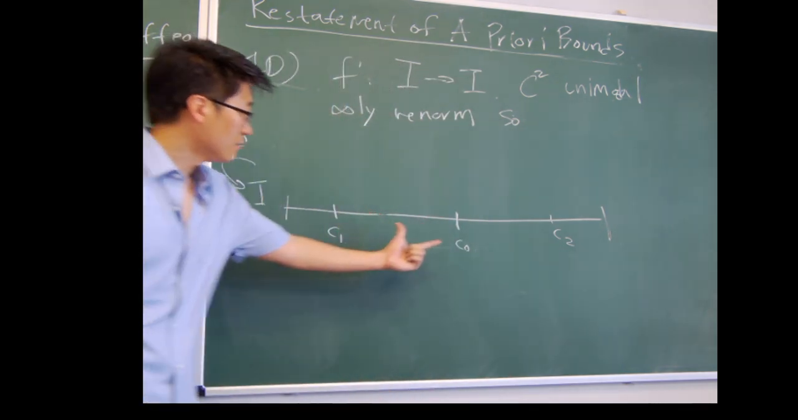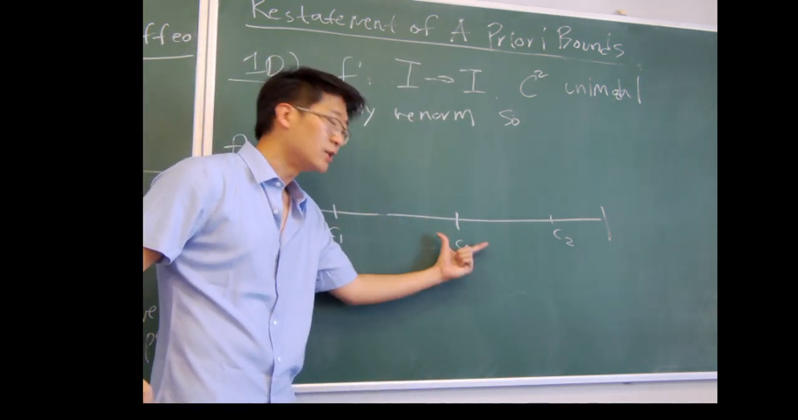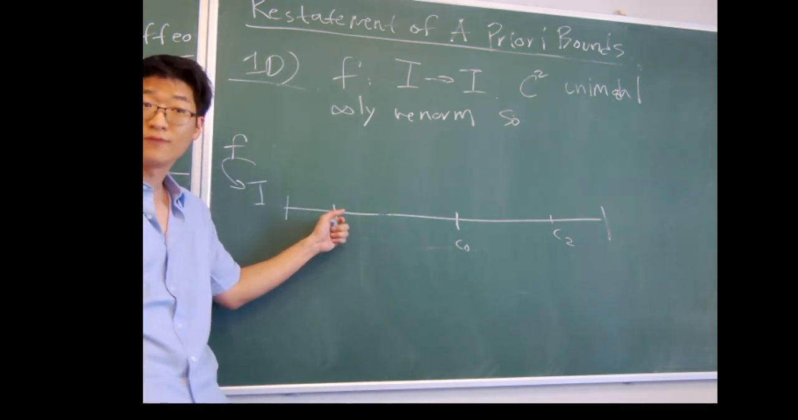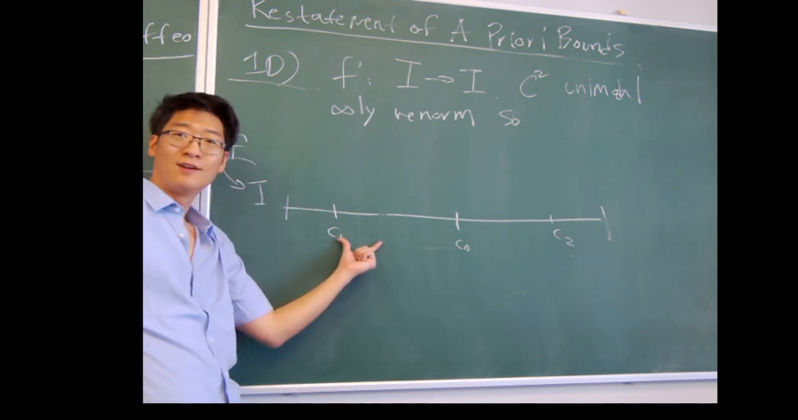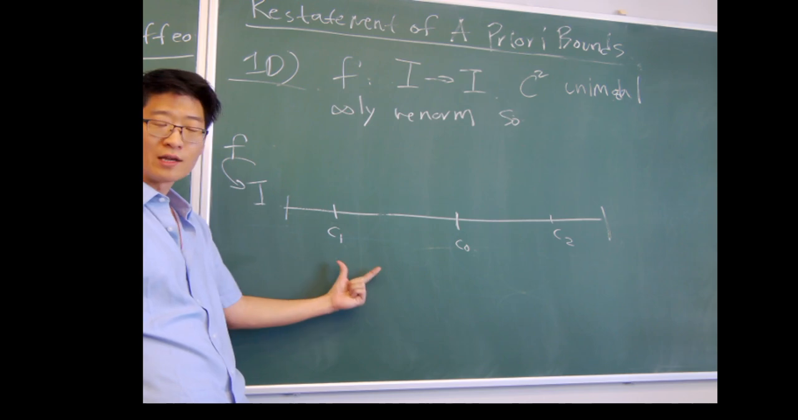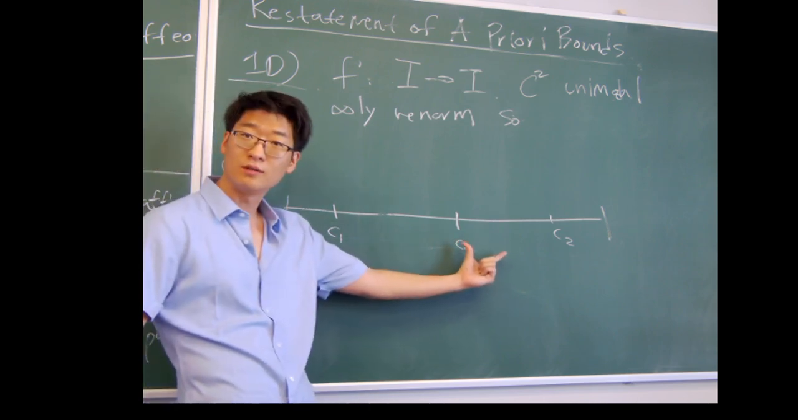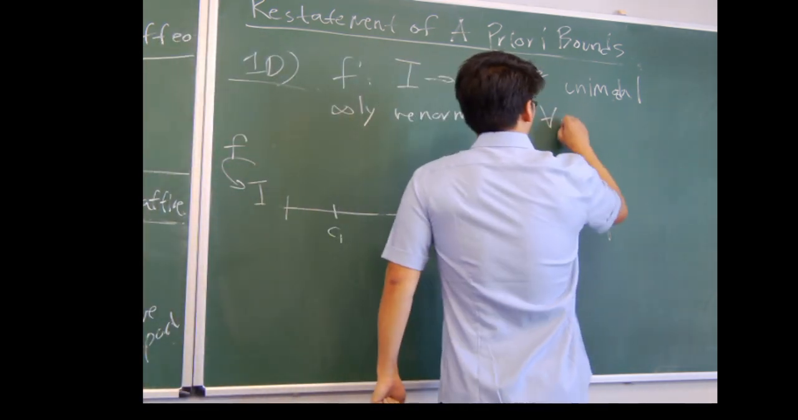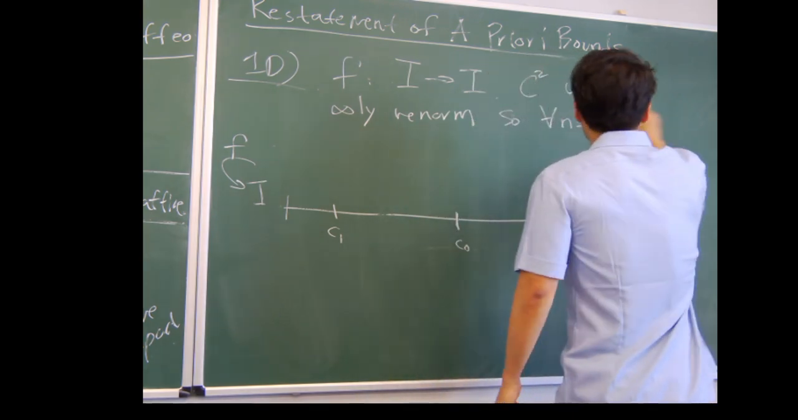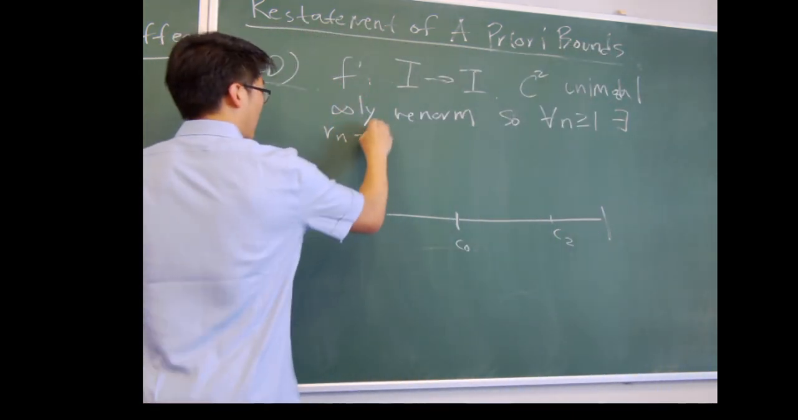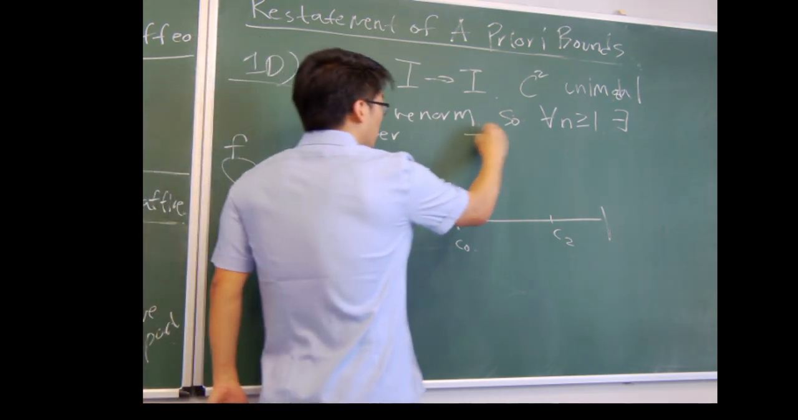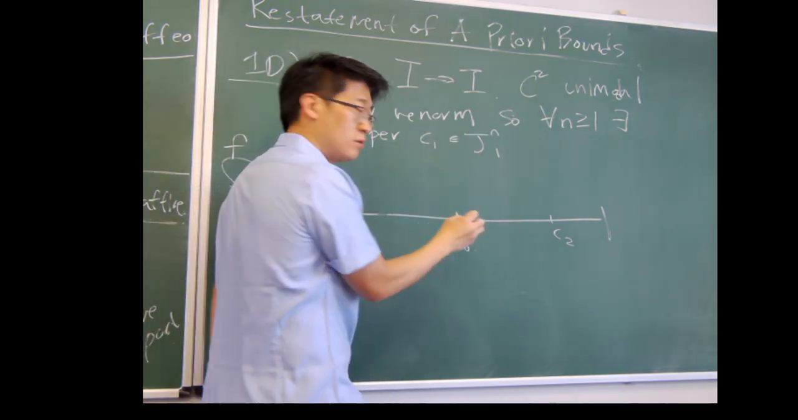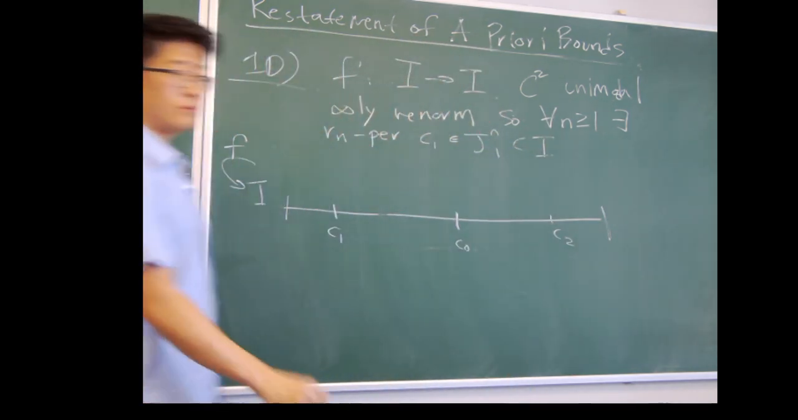Last time we phrased it in terms of periodic intervals containing the critical point, but an equivalent way to define infinite renormalizability would be to do it at the critical value. So let me relocate by applying the map once, because it's more convenient to start at the critical value rather than at the critical point. We say that this unimodal map is infinitely renormalizable if, for all n greater than or equal to 1, there exists an Rn-periodic subinterval, which I call Jn1, which contains the critical value and is contained in the interval.